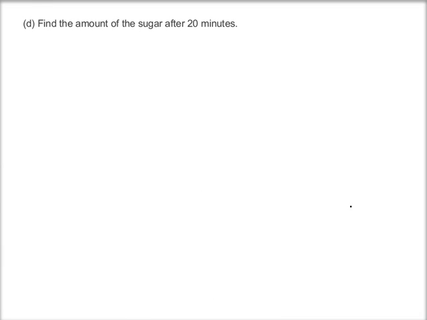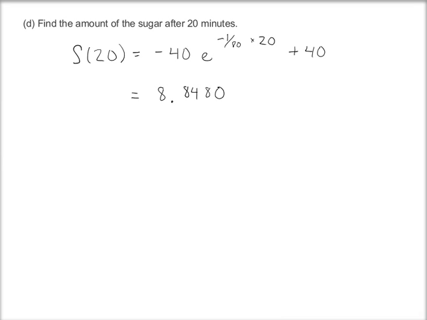And finally, for the last part, we want to find the amount of sugar after 20 minutes, so that's going to be s of 20, and I just plug that into my equation: negative 40 e to the minus 1 over 80 times t, where t is 20, plus 40. And if I work that out, that is about 8.848 kilograms of sugar in my 800-liter tank after 20 minutes.